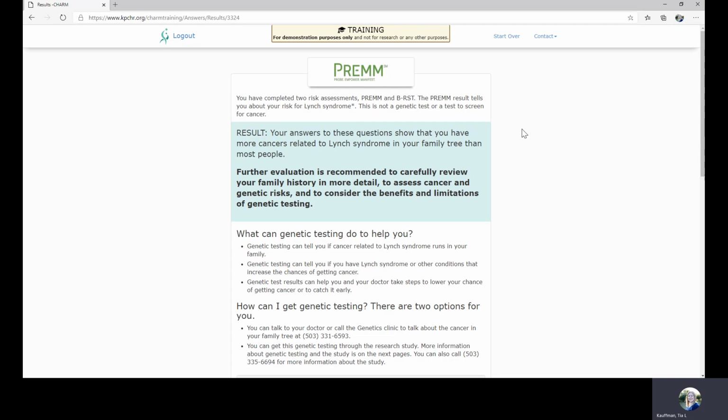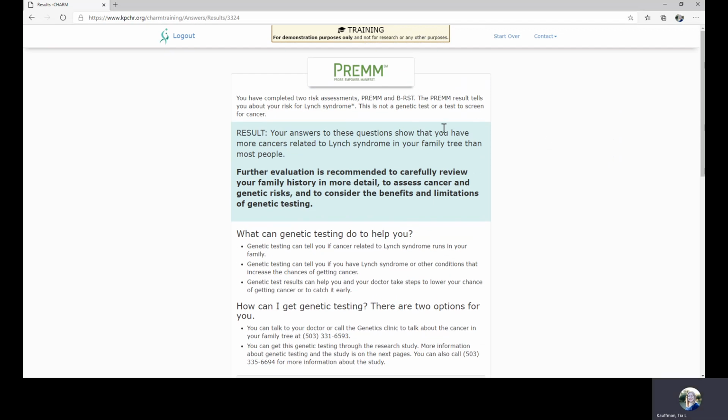I will say, as you saw, it will not let you leave questions blank. We have struggled a little bit with people who don't know the information or the answers to the question. So for instance, the age of diagnosis. So we've asked them in this tool, you just have to give your best guess. It will not let you leave questions blank.